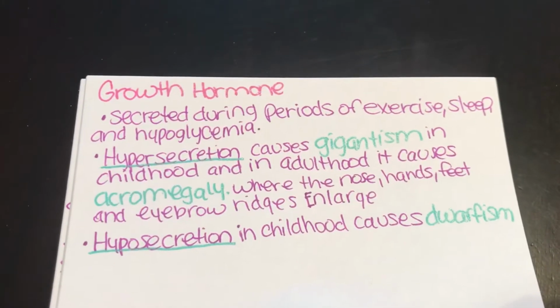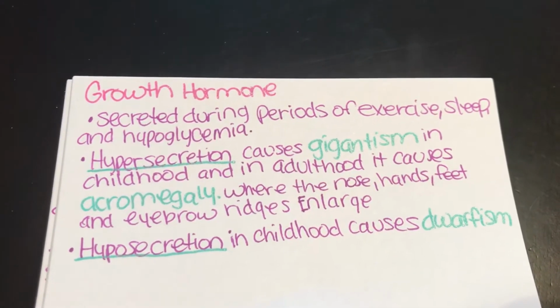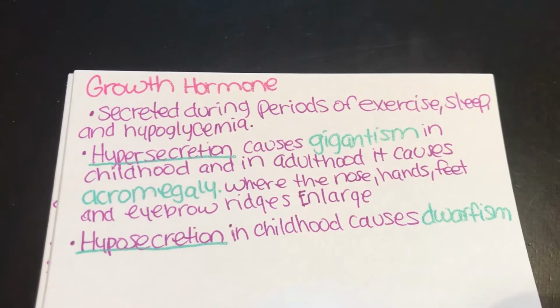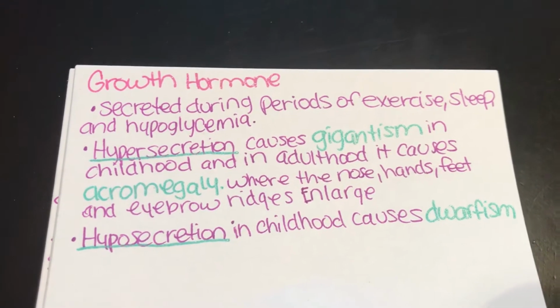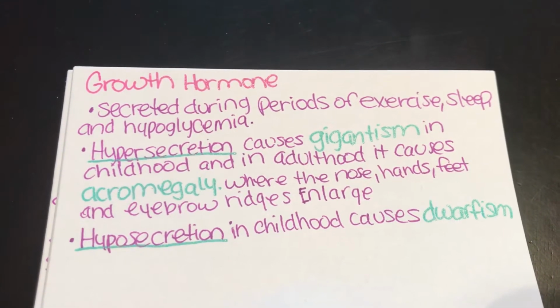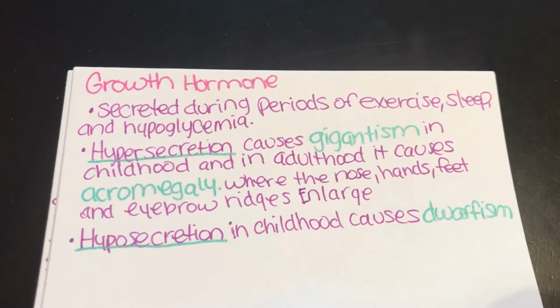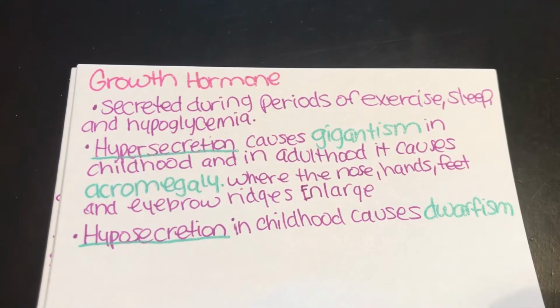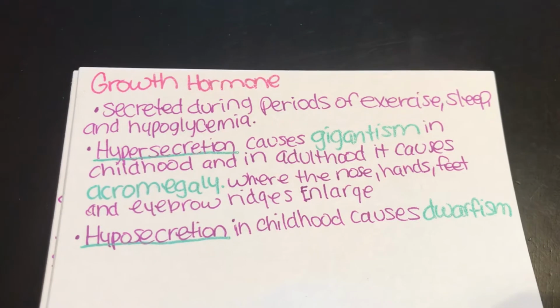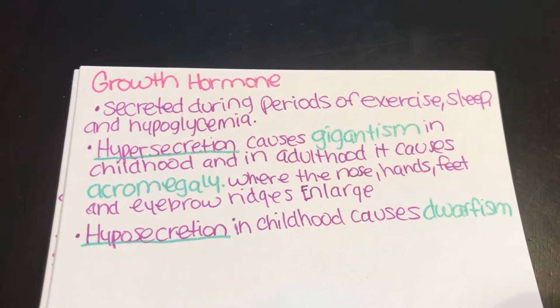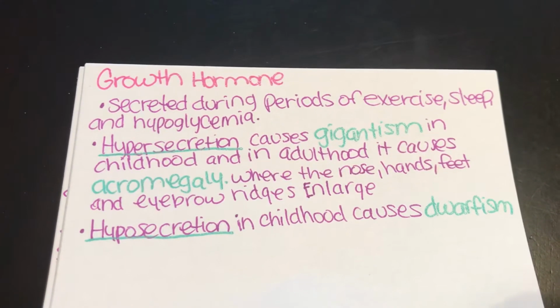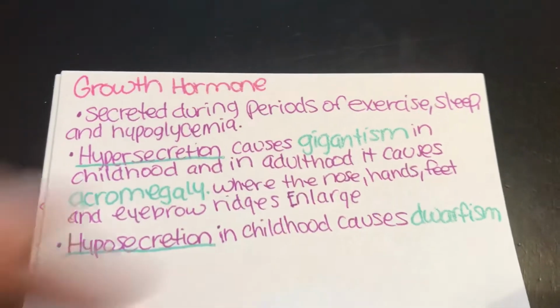Growth hormone is secreted during periods of exercise, sleep, and hypoglycemia. Hypersecretion causes gigantism in childhood, and in adults it causes acromegaly, where the nose, hands, feet, and eyebrow ridges enlarge. Hyposecretion in childhood causes dwarfism.